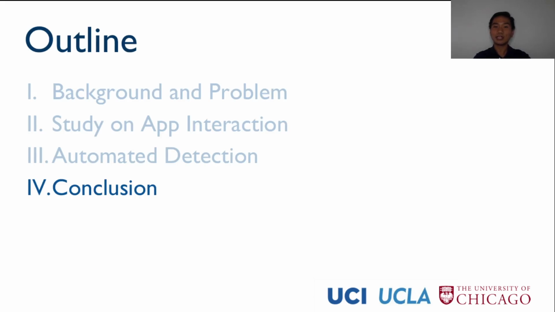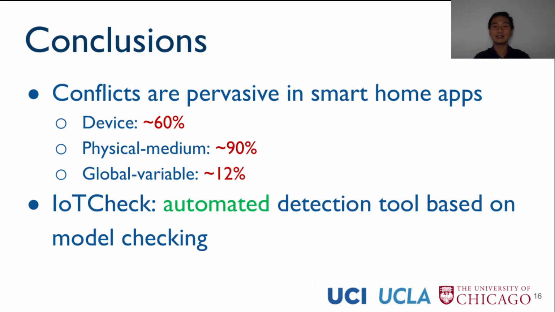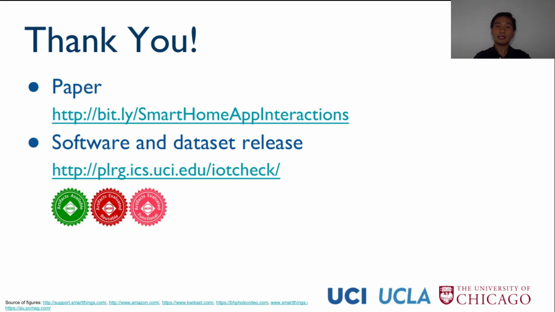To conclude this presentation, I presented to you a wide-scale study on smart home apps to better understand how they interact with one another and the problems that may come with these interactions. We found that conflicts are pervasive in smart home apps. Based on the insights we gained from the manual study, we created IoT-Check, an automated detection tool based on model checking.